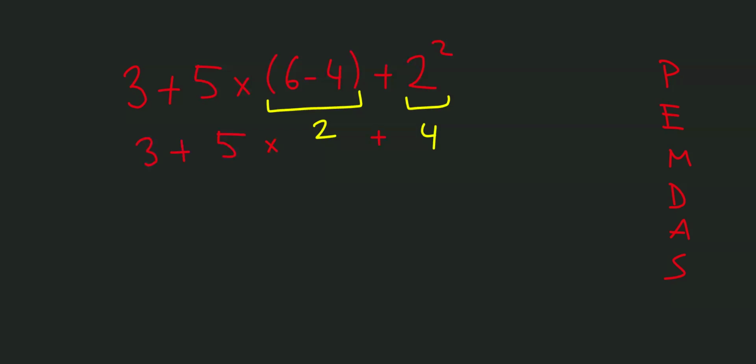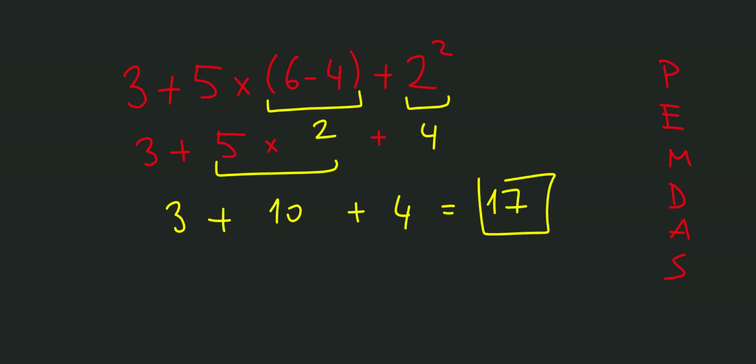So currently there is addition and multiplication in the expression. So multiplication comes before the addition. 5 times 2 is 10. Then the expression becomes 3 plus 10 plus 4. Since there is only addition in the expression, the order is not that important. I just add all of them. 3 plus 10 plus 4, which is 17. That's the answer.